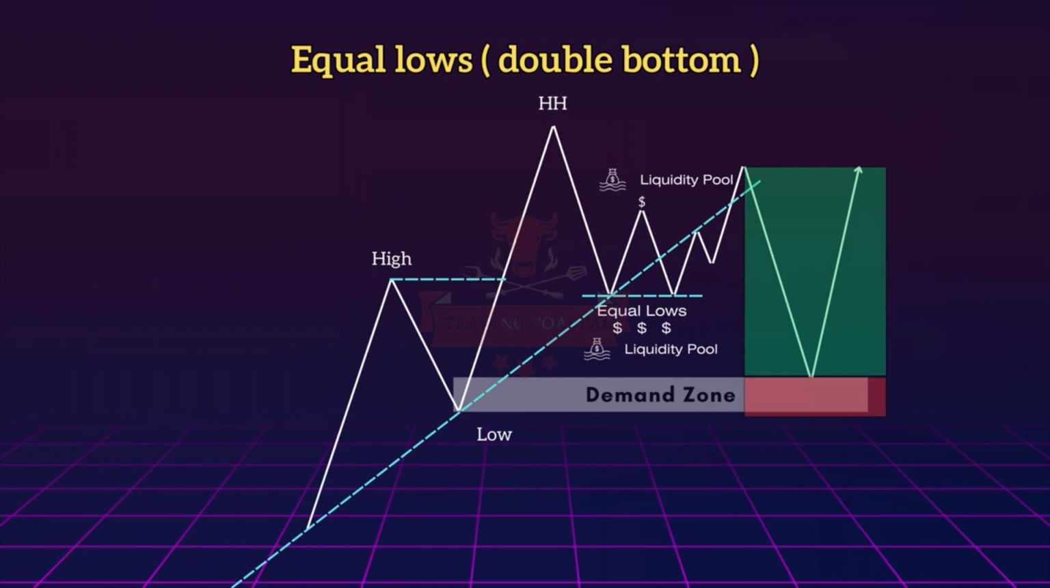As mentioned previously, the primary objective of smart money is to clear out all the stop losses of retail traders. Therefore, we should enter the market after stop losses have been swept.